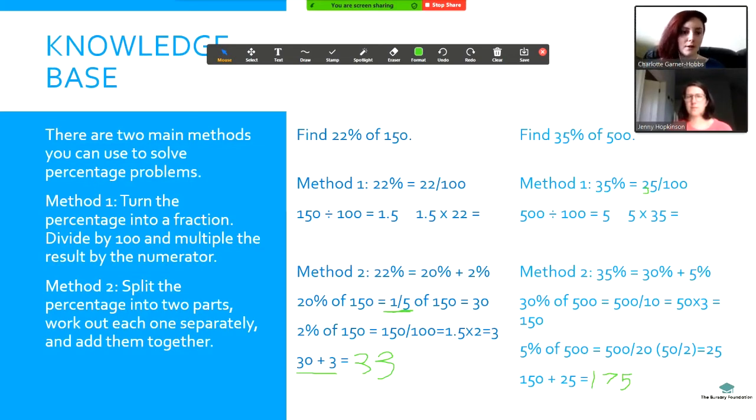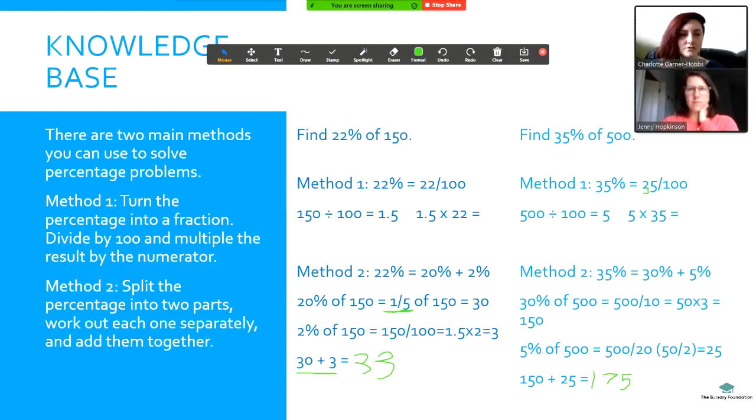For 22%, I much prefer method number 2 because I can find 20% and 2% really easily, and then I've just got an addition. For 35% of 500, well, dividing by 100 and multiplying by 35 actually gives me some fairly simple numbers to work with anyway, so it's not necessarily worthwhile doing the longer method number 2 over here.